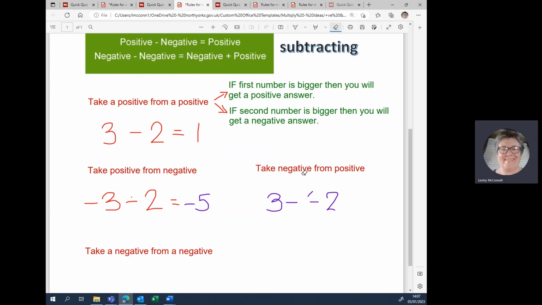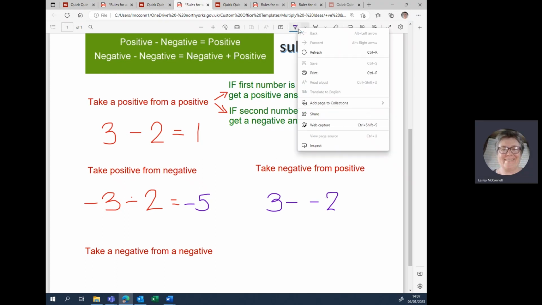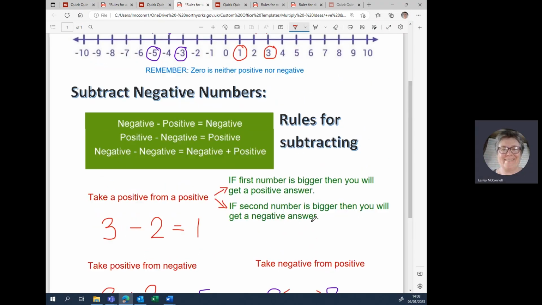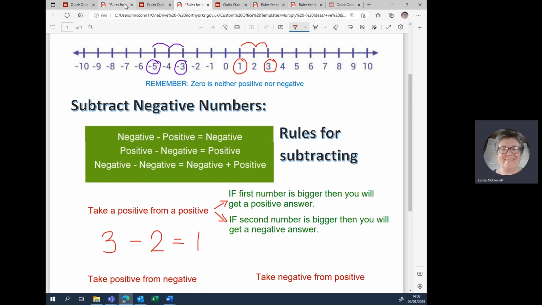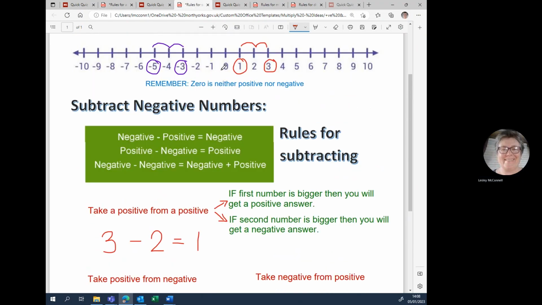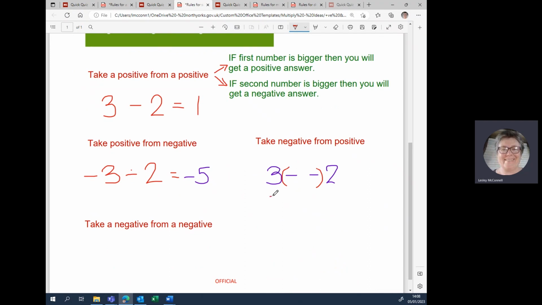Now, please note that we've got 2 negatives together here. If we have a look at our rules that we had earlier, if we've got a negative and a negative and a plus, we're going to get a positive answer. So let's just translate this. So we've got a positive 3. These translate to a positive and a 2. So 3 plus 2 equals 5, a positive 5.